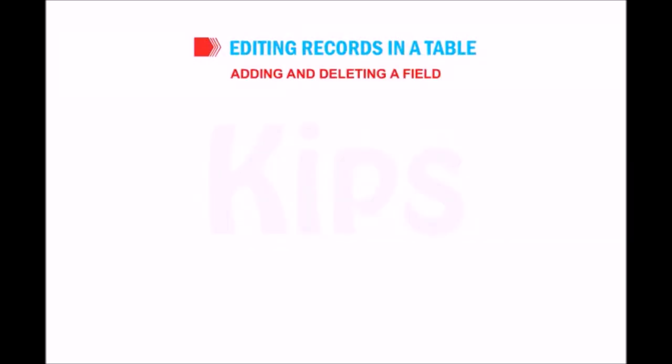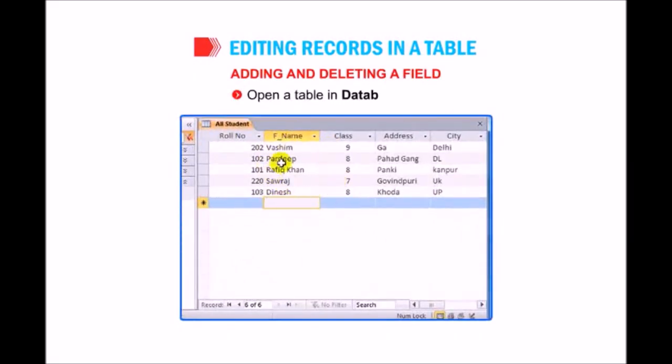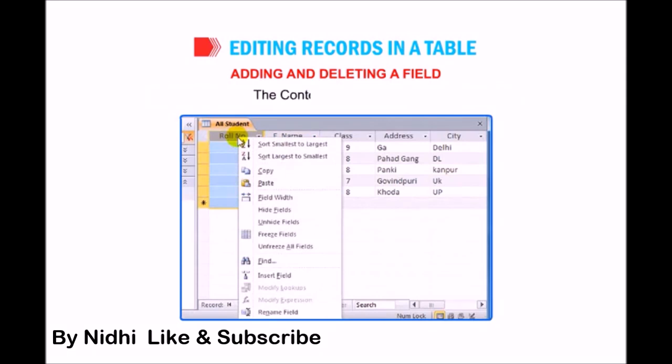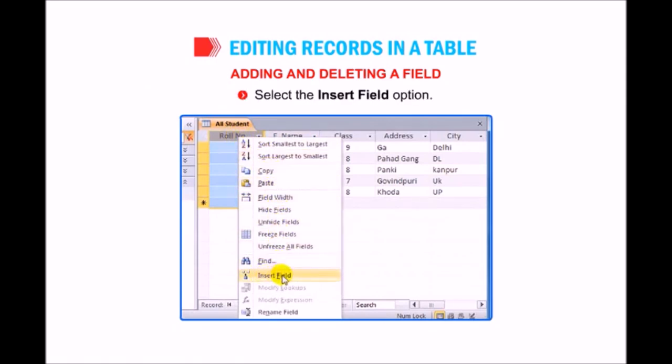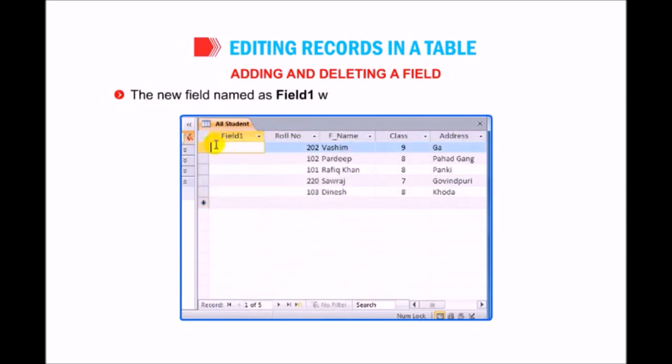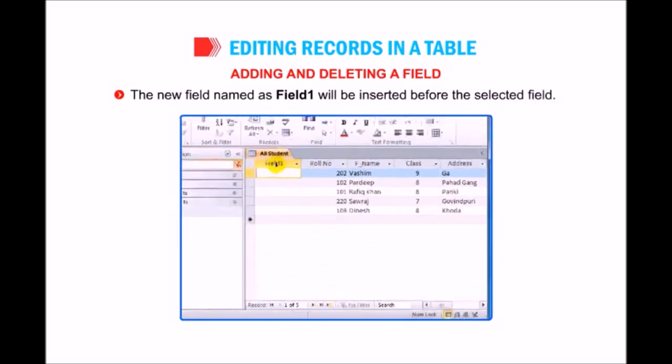Adding and deleting a field. Open a table in Database View. Right-click on the field name where you want to insert a field. The context menu appears. Select the Insert Field option. The new field named Field 1 will be inserted before the selected field.